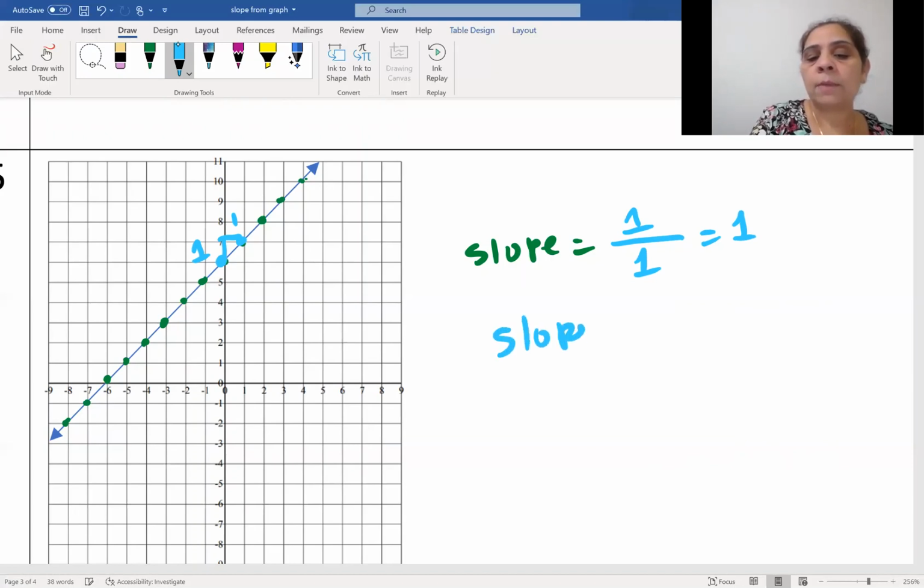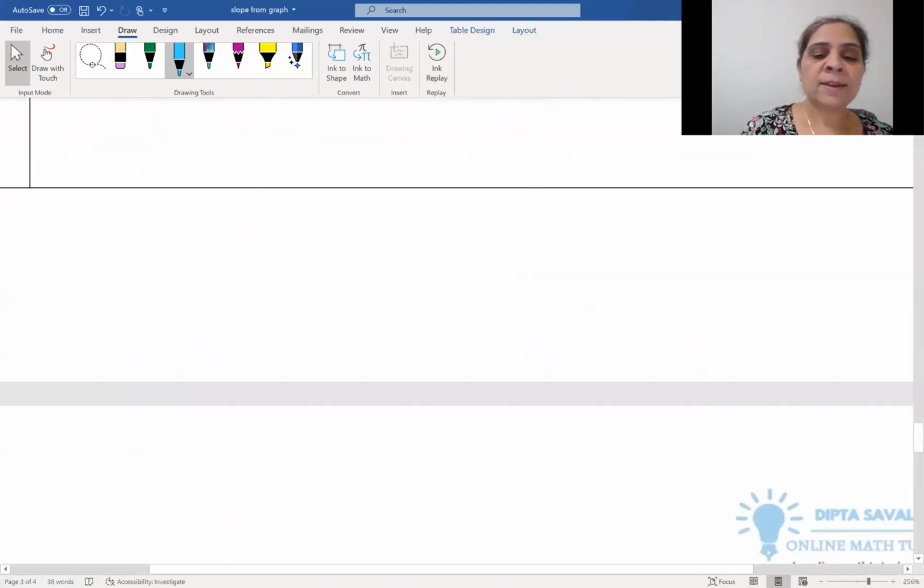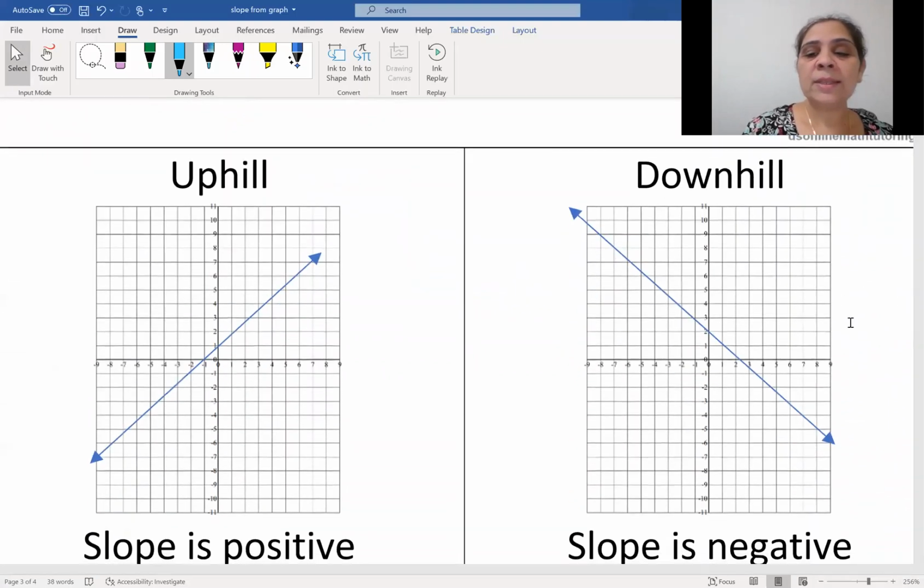And after I find my slope, I will always check if it is appropriate. I found slope is positive. My graph is going up, so slope must be positive. So yes, we did it right. All right, did everyone find the answer correct? All right, so here is the conclusion.